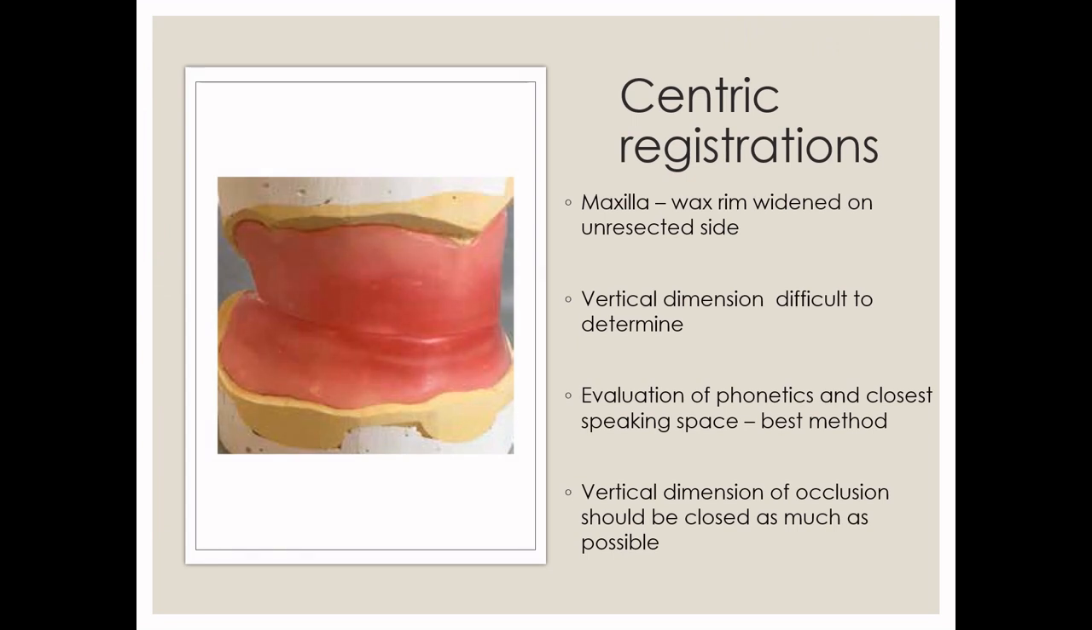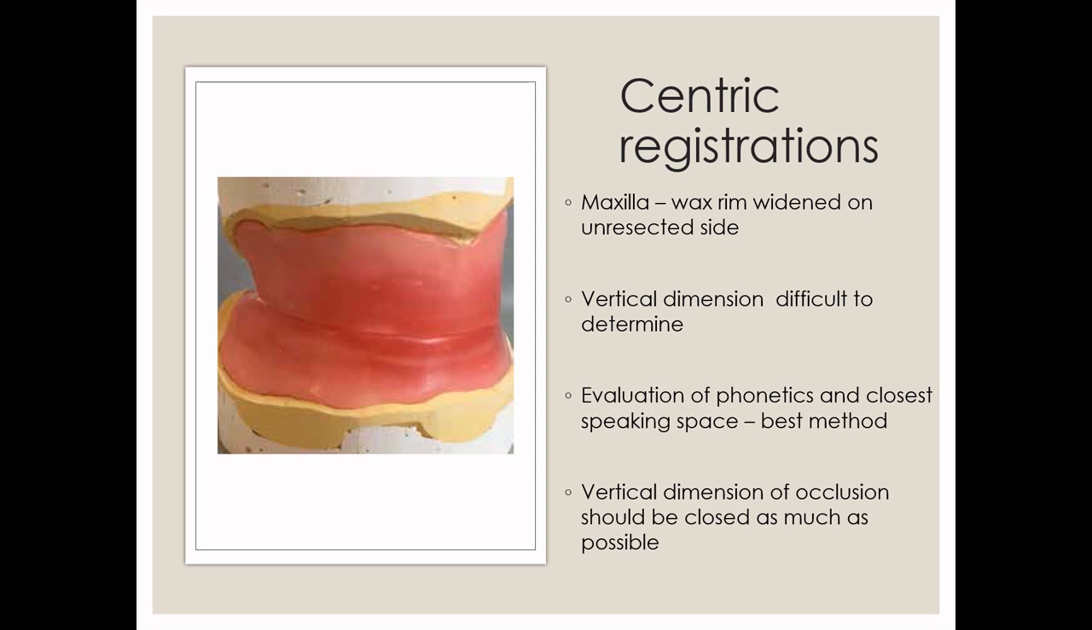Coming to the centric registrations after we obtain the master cast from the secondary impression. Here record bases are constructed in the usual way, but there is a difference: the wax rim in the maxilla is widened on the unresected side towards the palatal side in order to account for the deviation of the mandible. And also the support for the upper lip should be reduced because of the deviation and retrusion of the mandible. If you give the normal support for the upper lip, as in the case of a non-surgical patient, this will accentuate the altered maxillomandibular relationship. So you have to reduce the support for the upper lip.